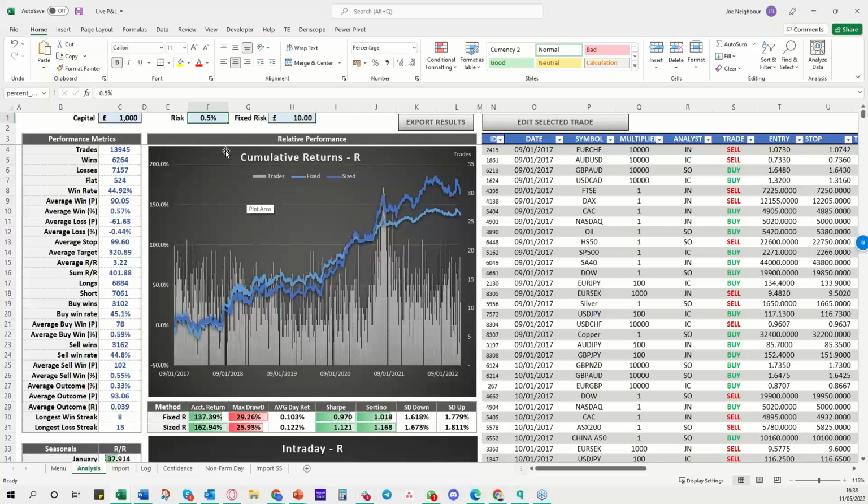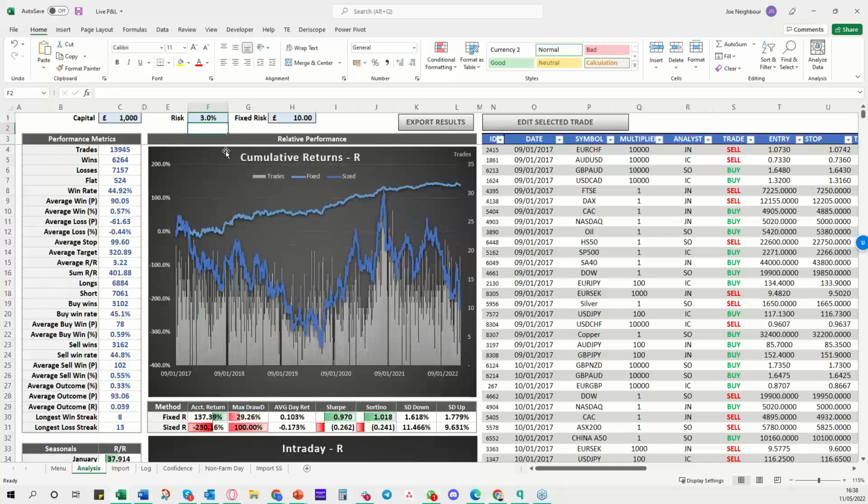Now, if I were to change this to say 3% of capital, and I think if you analyze your own trading and actually ask yourself the question, how much percentage am I risking of my capital on a per trade basis? Then you may be in for a bit of a shock here when I click 3%, because you would have actually blown up your account and not been able to withstand the drawdowns during that period. So that's a pretty scary way of looking at it.